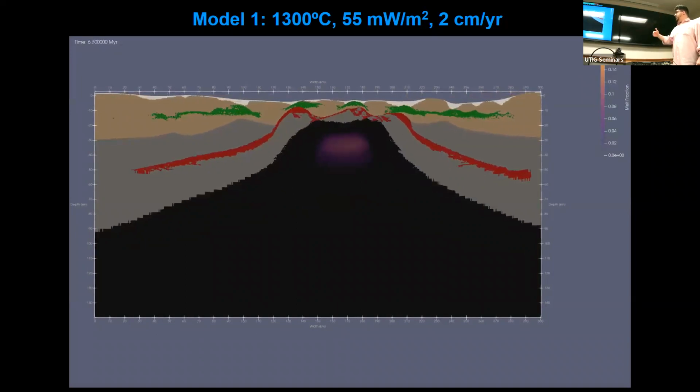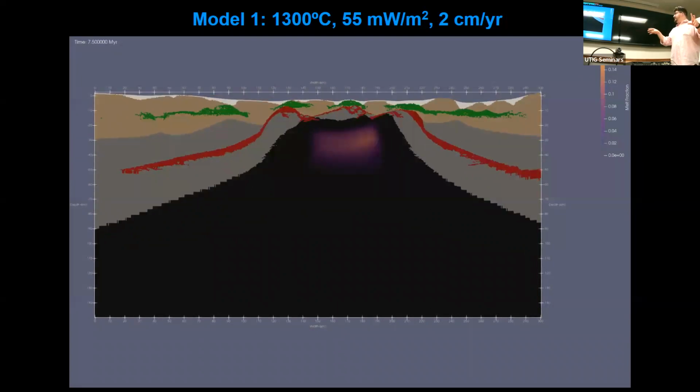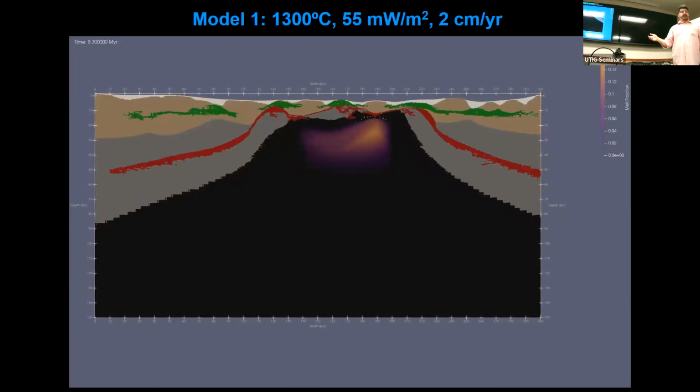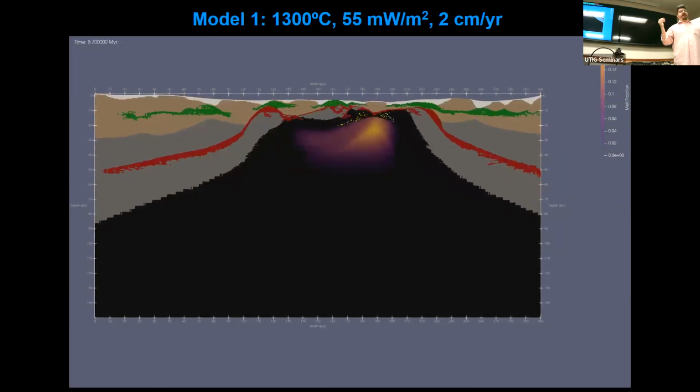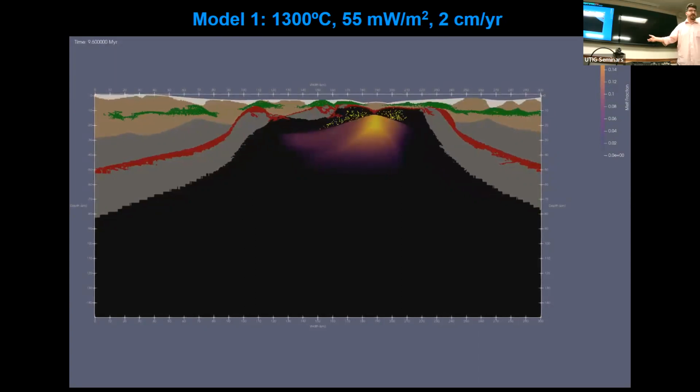And then in a moment, these small yellow dots are going to start showing up in the asthenosphere. There they are. That is where we have magmatic accretion and melt intrusion. So that's the formation of new oceanic lithosphere.